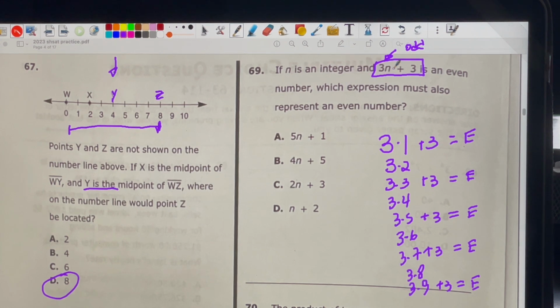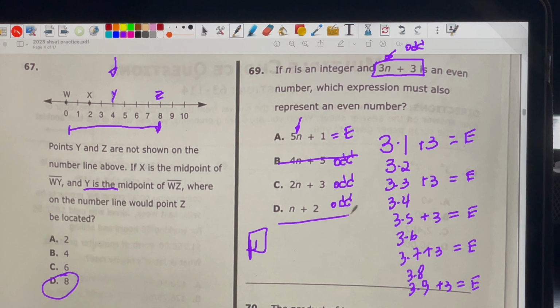Which expression also represents an even number? Well, let's pick an odd number. Let's just pick 1, right? If I plug in 1 here, 5 times 1 is 5, plus 1 is 6, so this gives me an even. Over here, if n is 1, 4 times 1 is 4, plus 5 is 9, this gives me an odd, so this is not what I want. 2 times 1 is 2, plus 3 is 5, so that gives me an odd. 1 plus 2 is 3, which is odd. So the only one that gives me an even result is this. And you can try with any of the other. We can try with 3, with 5, with 7, and 9. That also works.